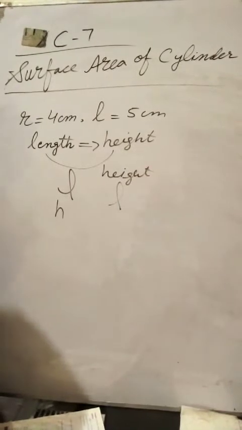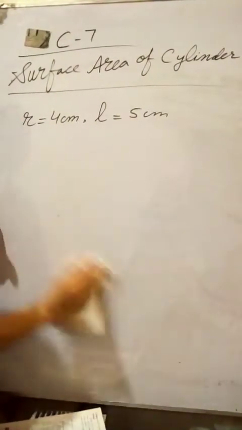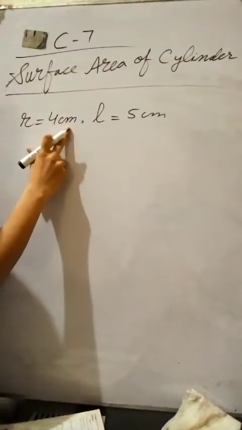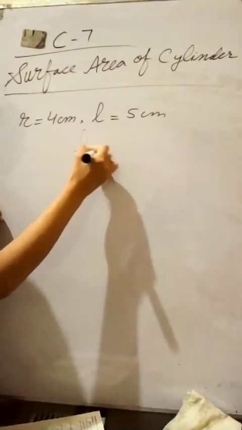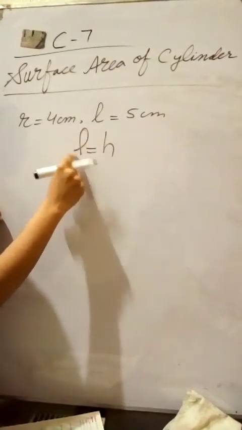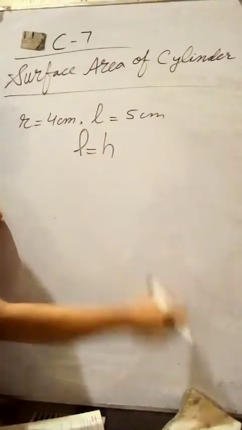Now we will start the question. Before starting the question, first of all we need to understand R stands for radius and L stands for length or height. Length and height are the same. Length equals height and height equals length. So you can use both as the same.